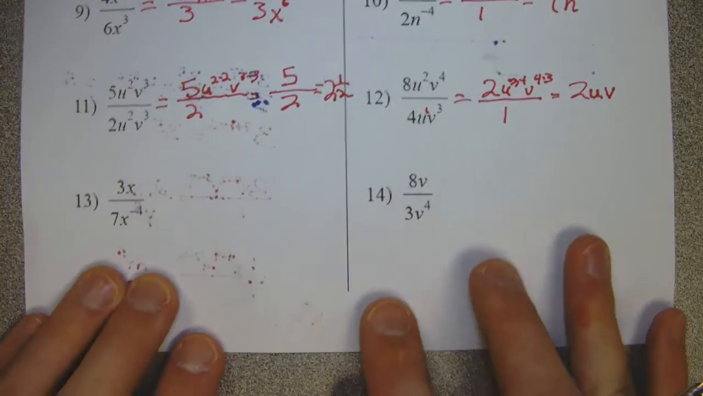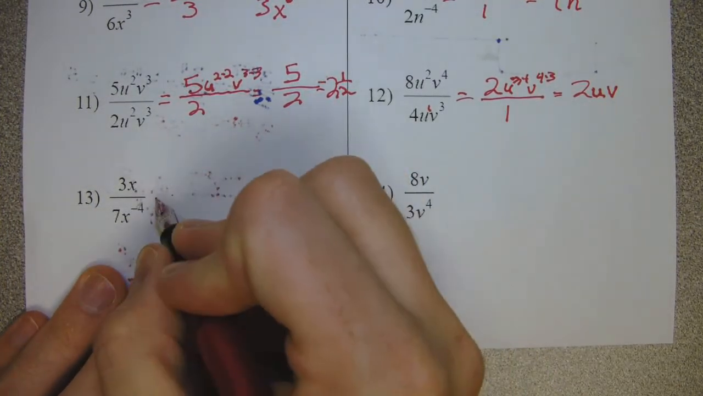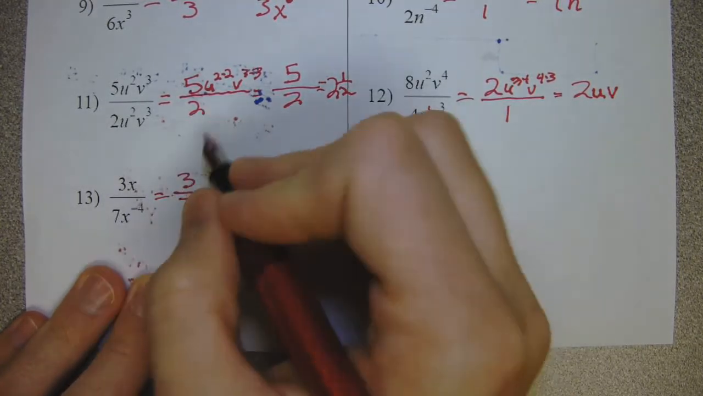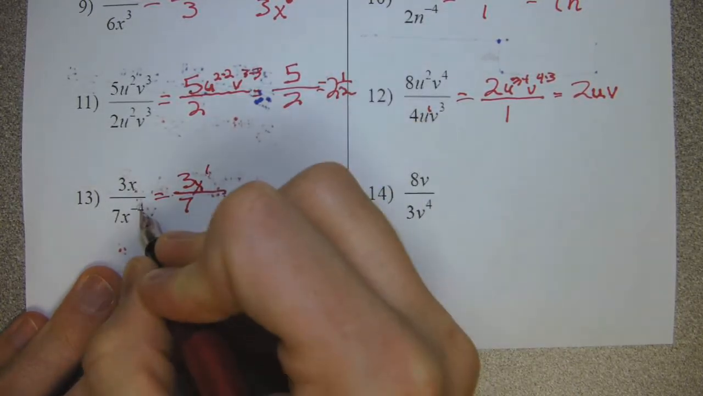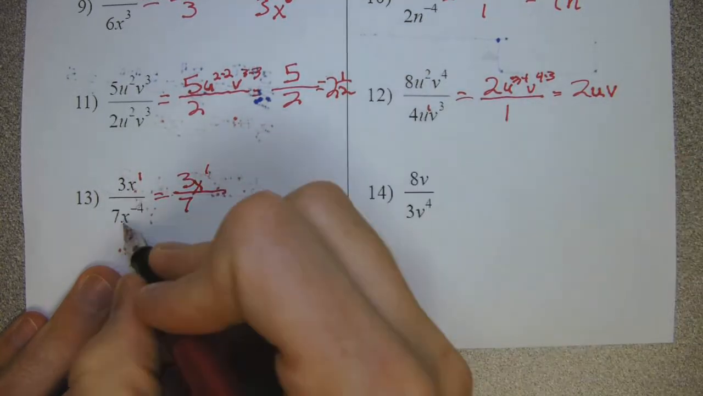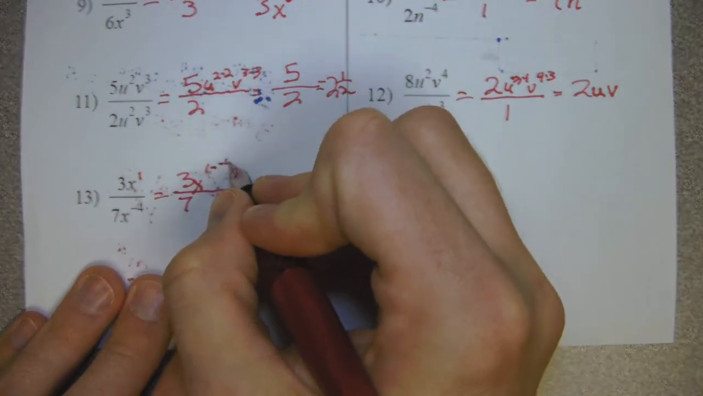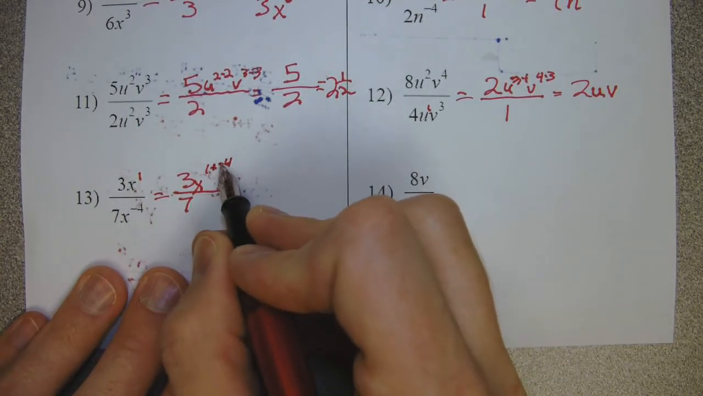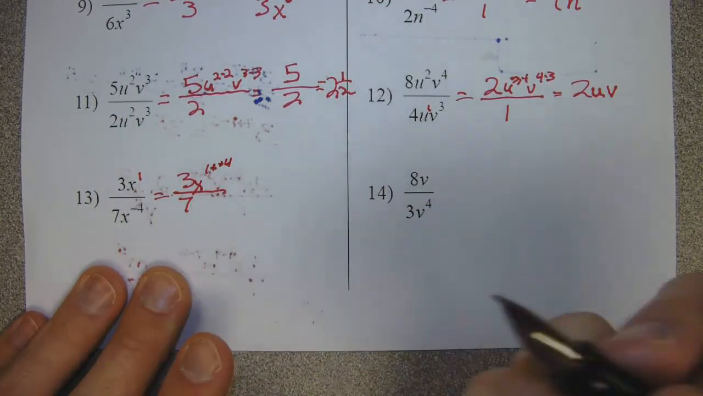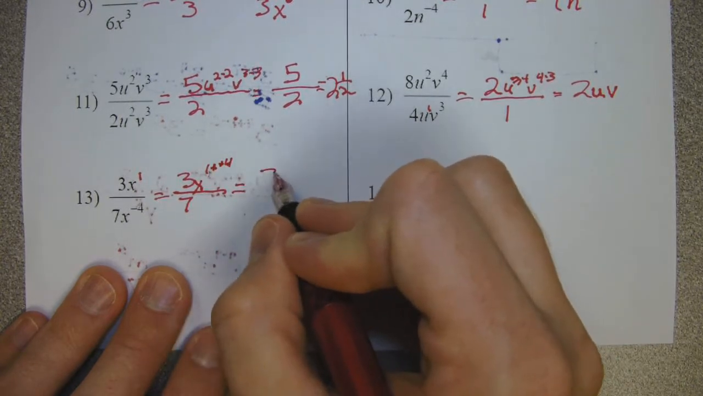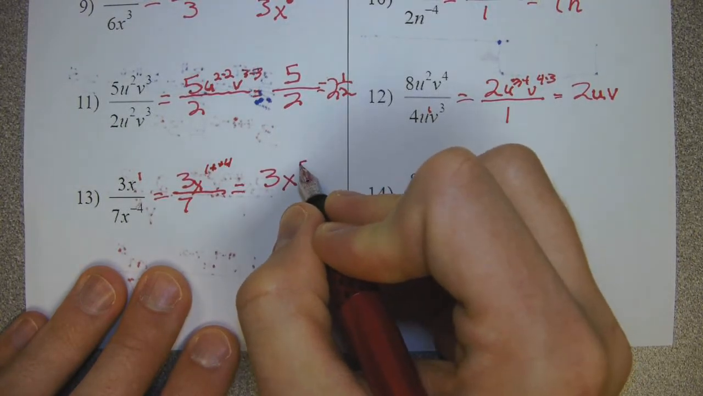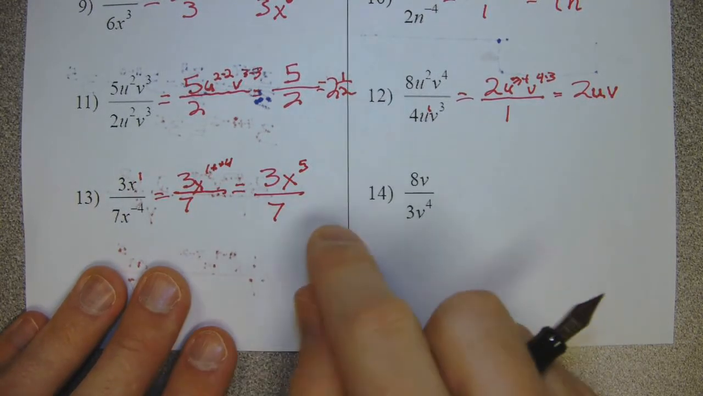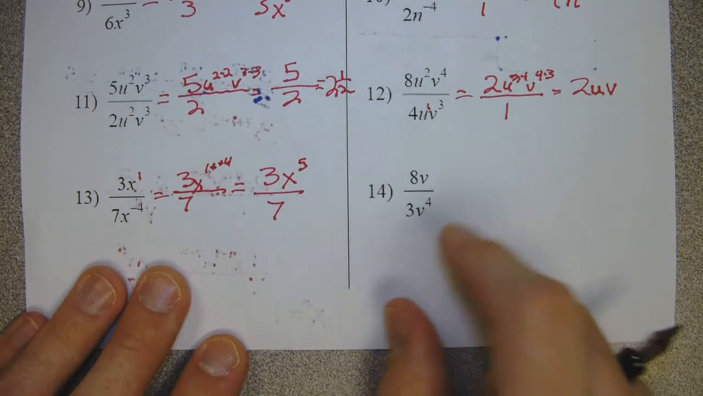All right, we're almost done. 3 over 7 doesn't simplify. So let's just write it down. 3 over 7. And then I've got x to the first. Because again, nothing there, we assume it's a 1. Subtract a negative 4. All right. Well, 1 subtract negative 4. Again, we can add a line, change a sign. And that's 1 add 4. So that's 5. So let's rewrite it. 3 multiplied by x to the fifth over 7. And again, that's as far as we can go. We can't simplify further.